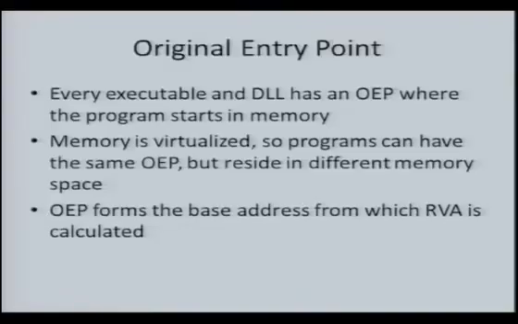The original entry point forms the base address from which relative virtual addresses are calculated. So when programs are built, the programmer doesn't know where the various functions are going to reside in memory, especially with newer operating systems where they're using address space layout randomization. They can be all over the place. And so they may say, well, I don't know where I am, but hex 1,000 bytes that way is a function that I need. So that's a relative virtual address. From wherever you are to wherever you need to go, the difference between those two is the RVA.